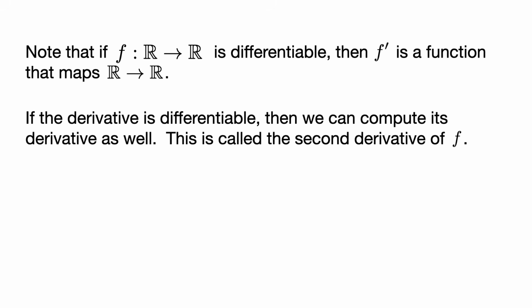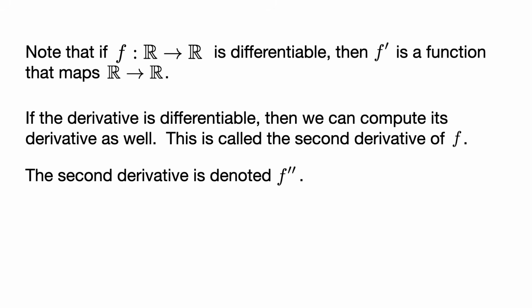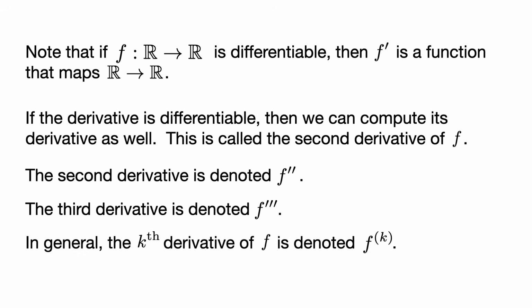If the derivative is differentiable, then we can compute its derivative as well, and this is called the second derivative of f. It's denoted f double prime. The third derivative is denoted f triple prime. And after that, we just denote it f to the kth. So the fourth derivative would be f to the parentheses 4.